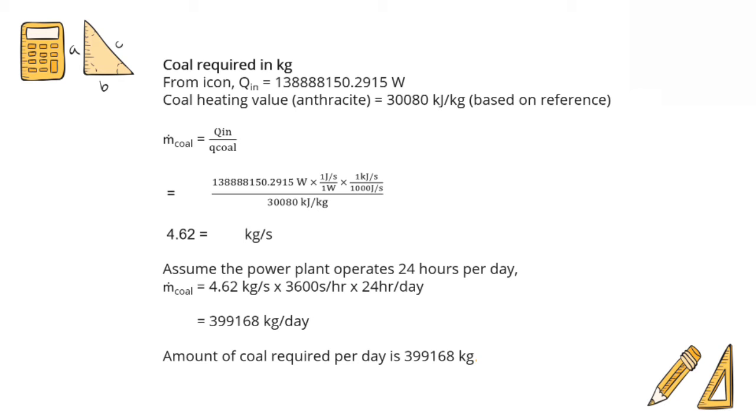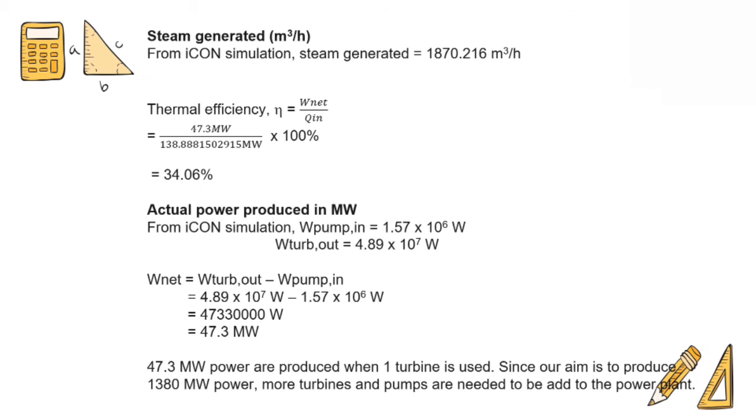We are also assuming that this power plant operates 24 hours per day. Therefore, after multiplying by 24 hours per day, the amount of coal required every day is equal to 399,168 kg. From our ICON simulation, we managed to get the amount of steam generated, which is 1,870.216 meter cube per hour.